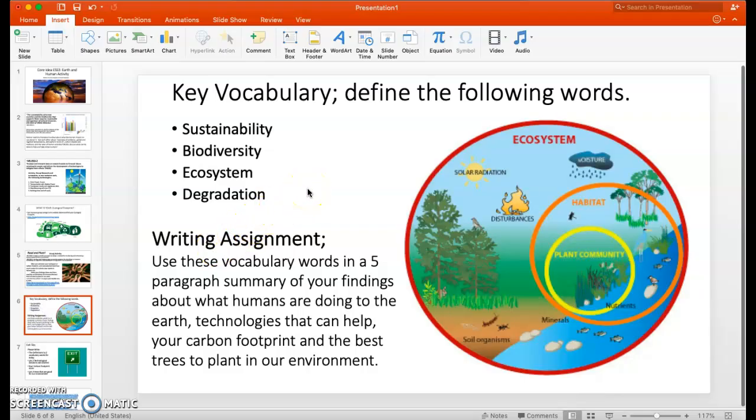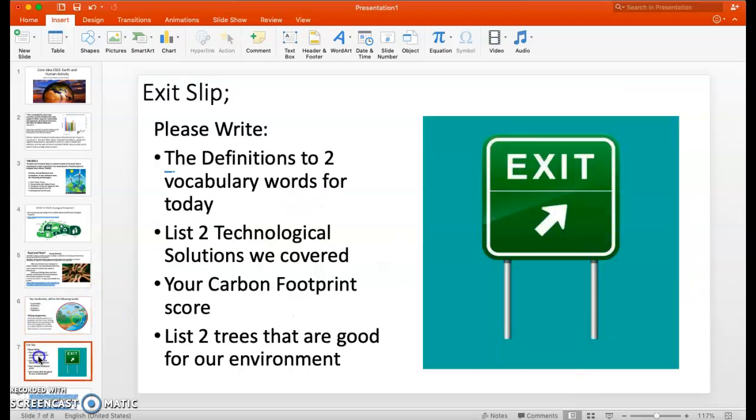Next, you're going to define this vocabulary. You're going to make sure you know the vocabulary for this lesson. And you have a writing assignment, which is to use all of the lessons that we've learned so far to write a five-paragraph summary of your findings about what humans are doing to the Earth, technologies that help, your carbon footprint, and the best trees to plant in our environment. So you're going to include all of these in your summary of this lesson plan.